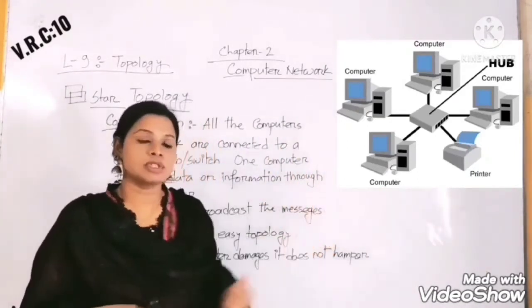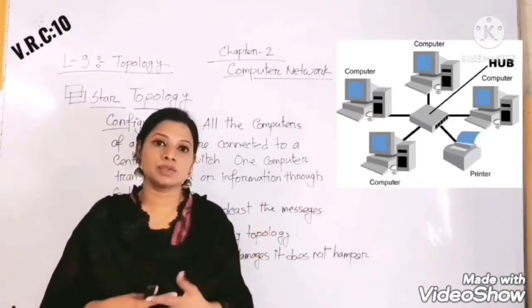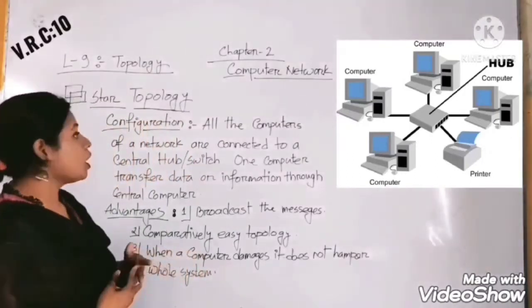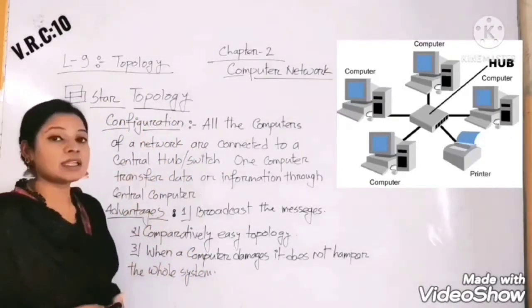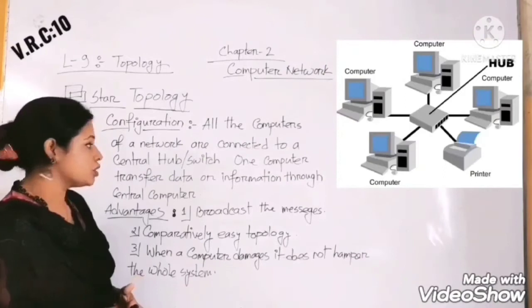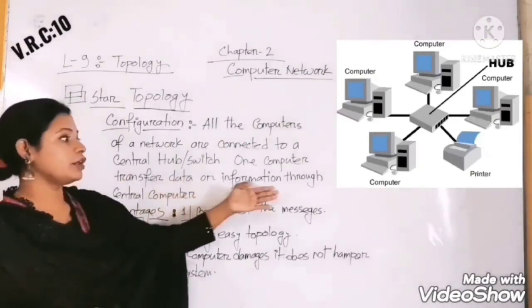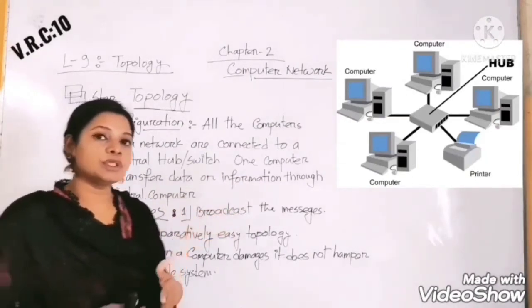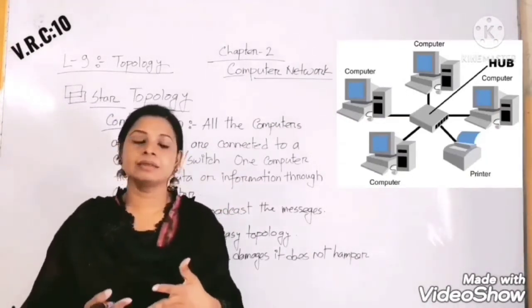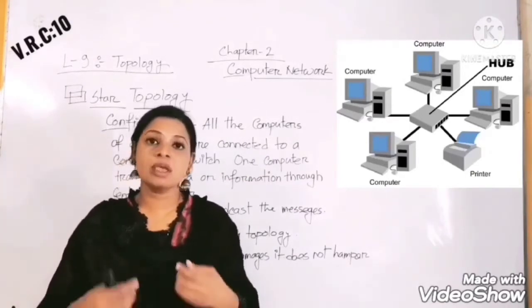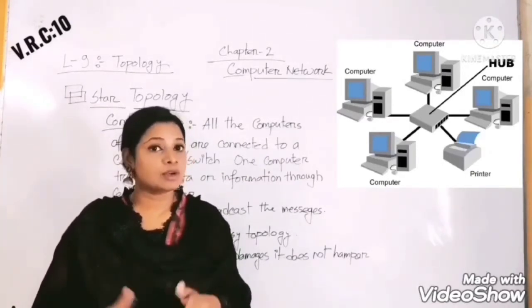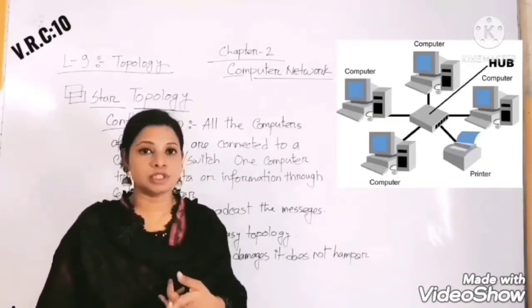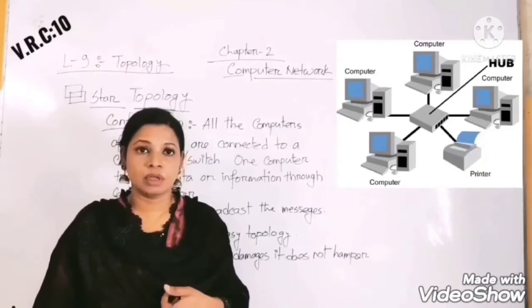In the figure you see all the computers here connect with the central hub or switch. Let's take it: all the computers of a network are connected to a central hub or switch. One computer transfers data or information through the central computer. Yes, if any computer wants to pass data, they need to pass data by using the central computer. They cannot send any data directly. Here, the central hub or switch plays an important role.